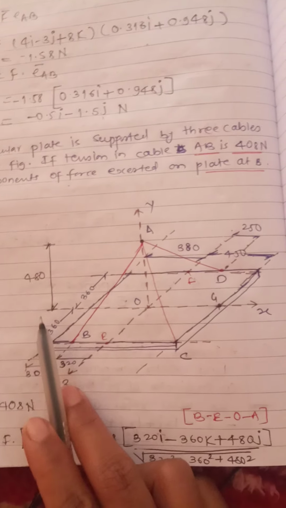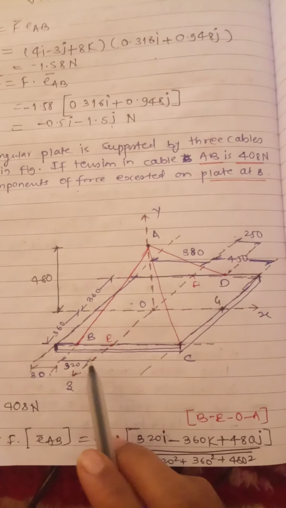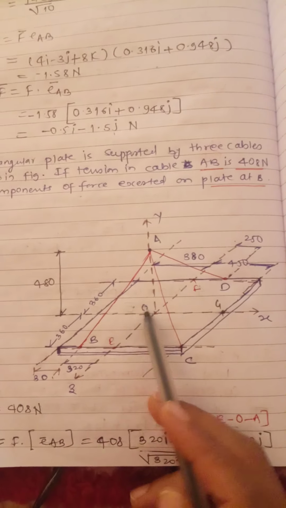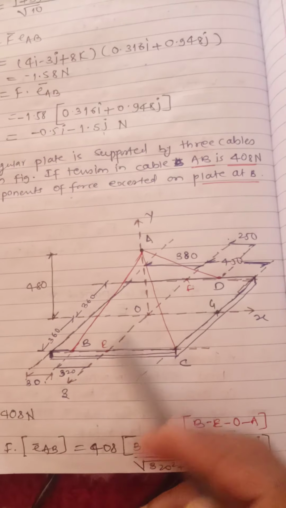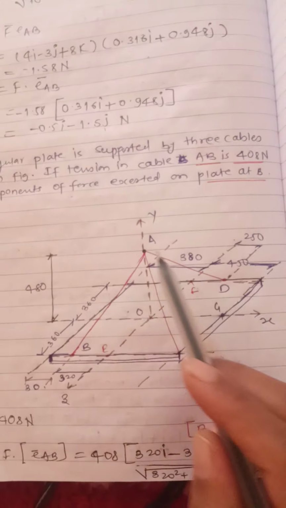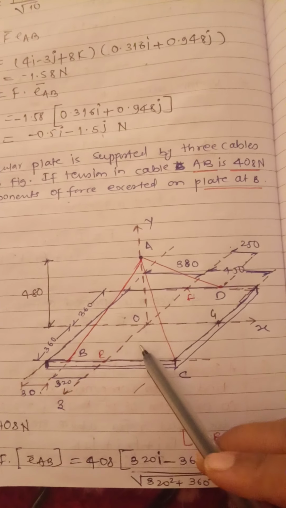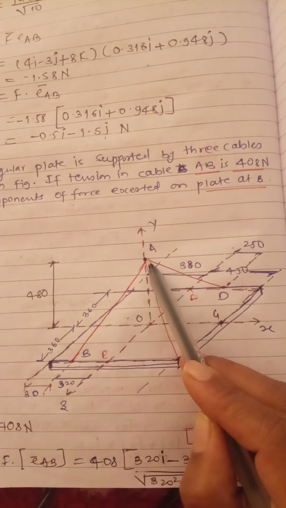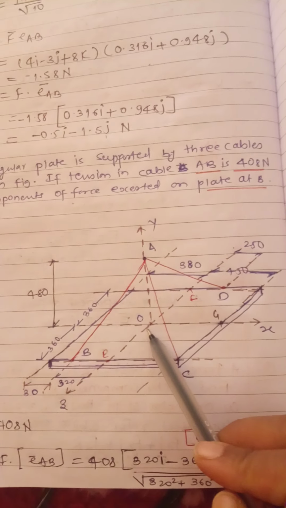Y is 480, positive because it is going up. Then Z is from origin in the Z direction. It is in a positive direction, so Z will become 360. And for A, as it is on origin, X will become 0, Y will become 480, and Z will become again 0. Please try to understand me. And by putting those values also, you will get the same equation.